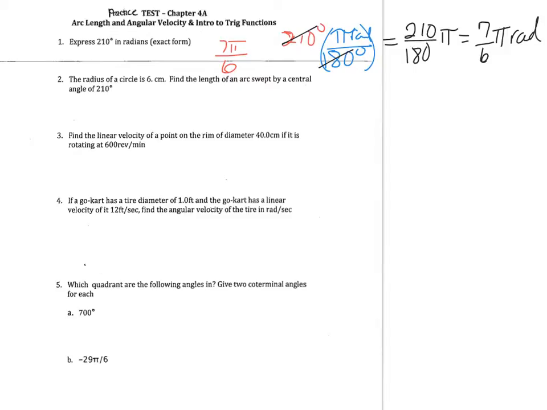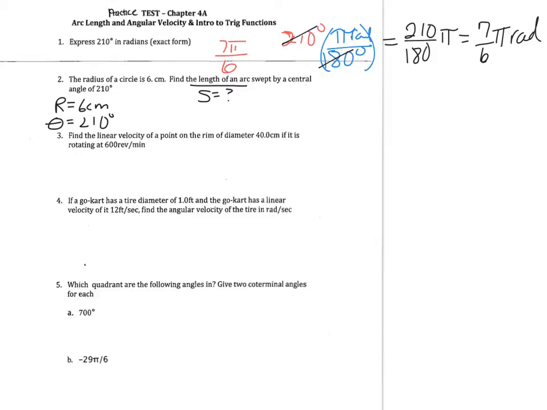Okay, number 2, the radius of a circle is 6 centimeters, so I'm looking for you to write down the given information. Find the length of an arc swept by, so we're looking for the length of an arc, that means we're looking for S. Swept by a central angle of 210 degrees. The angle is 210 degrees.